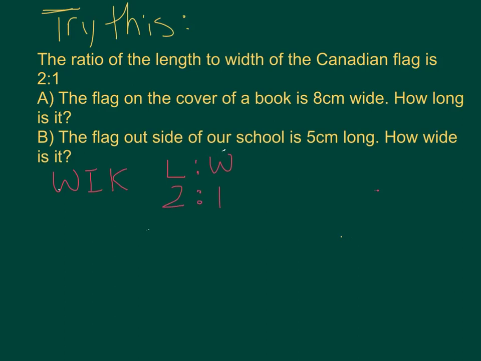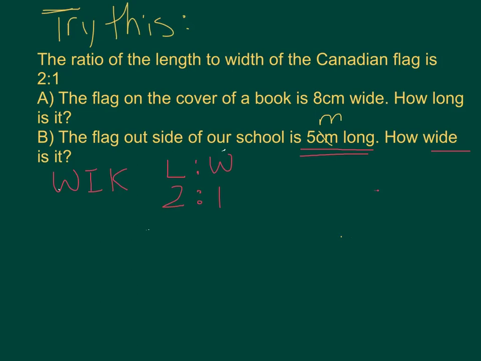This says the flag outside of our school. So outside of Sunnyview, there's a flag. This flag outside of the school is 5 centimeters long, and we need to find the width. Actually, it wouldn't be 5 centimeters, that's my mistake. It would be 5 meters long, because 5 centimeters would be quite a small flag outside of our school. So it's 5 meters long, and we need to find the width.